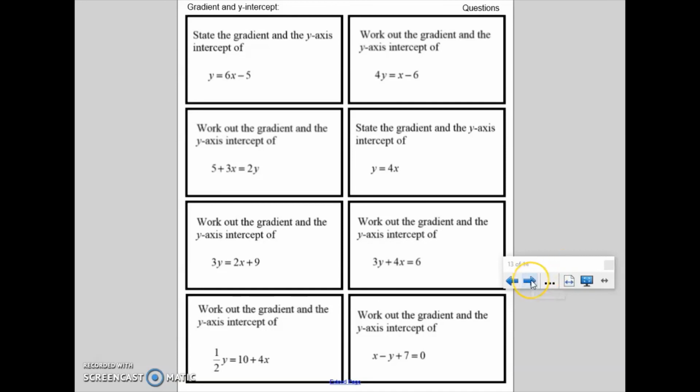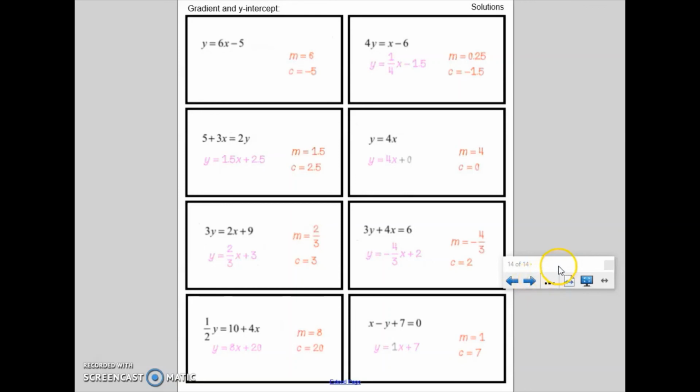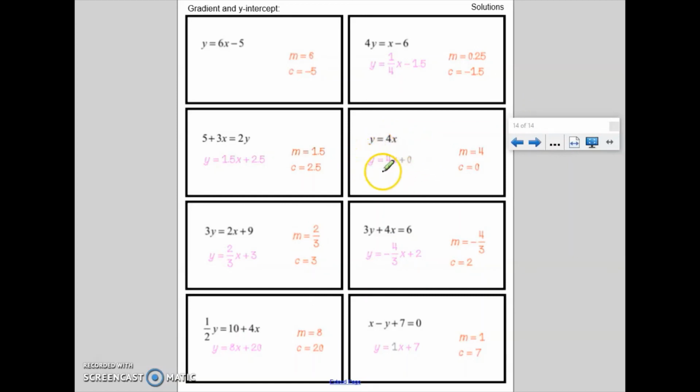Okay, welcome back. My solutions look like this. So for each equation, you can see that some manipulation was needed, some working out was needed, and then you were able to confidently state your gradient and y-intercept. If we just look at this one briefly, y equals 4x. Remember, that could be written as y equals 4x plus 0. So that's telling me the y-intercept is through the origin. So my y-intercept is at 0.